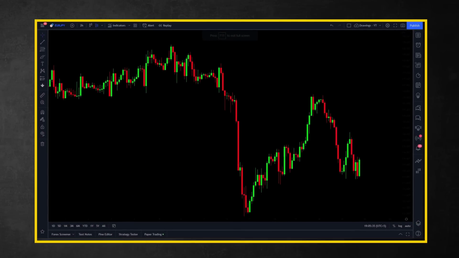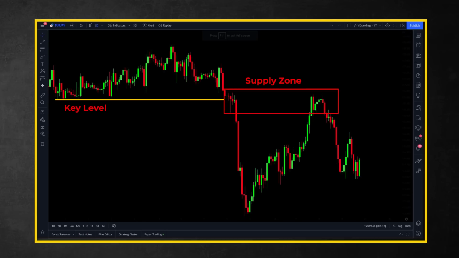Another way to trade supply and demand zones as a day trader is that when you detect a zone on the charts, then you should look for key levels in the past. And if you spot any key level at the same level where the zone is, your chances of making profits from that trade will increase.